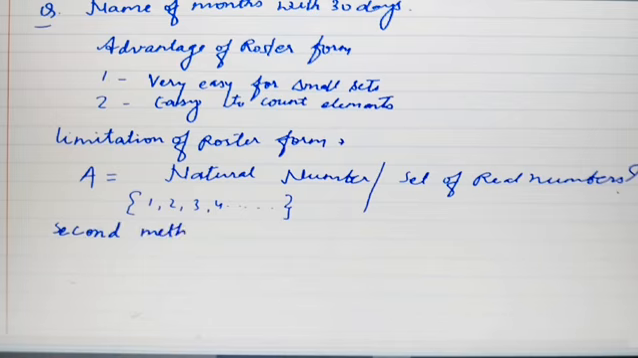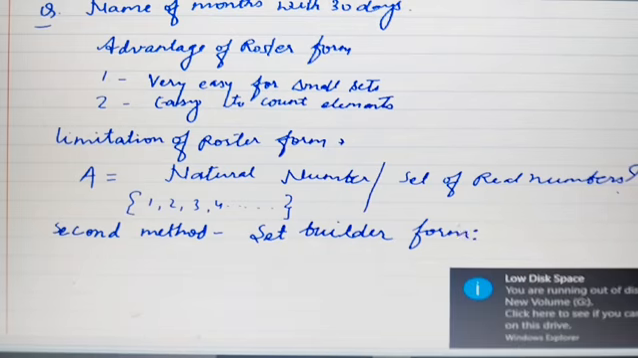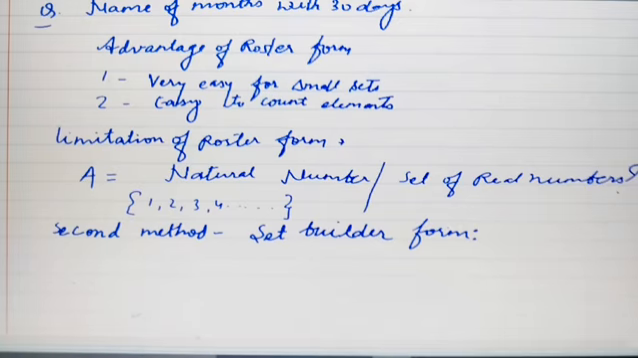The second method is set builder form. In other words, we also call it tabular form. Tabular form is a general form. One thing is there, that a common property is that every element satisfies this format of set.